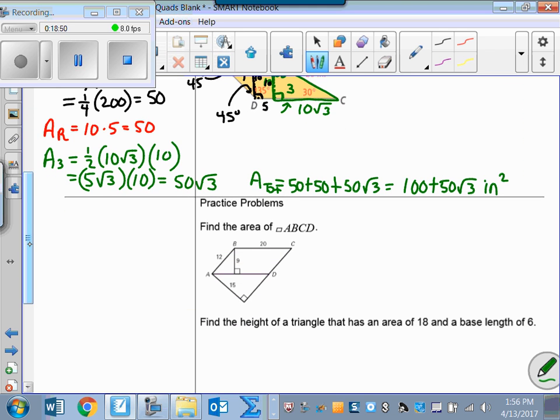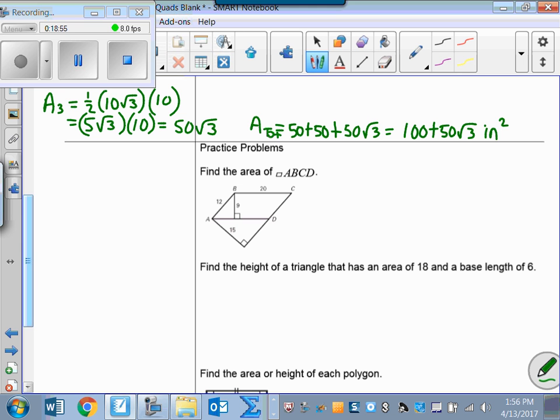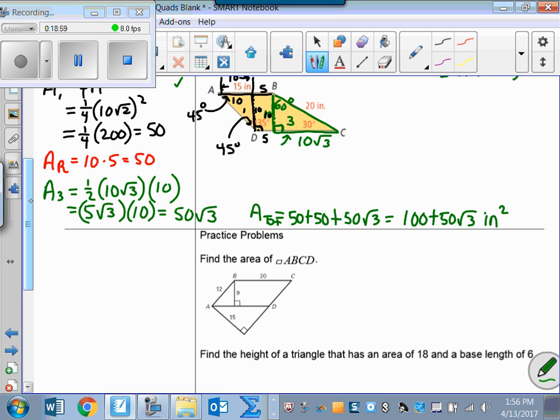Okay, now I've got a bunch of practice problems for you. As I said, these are really, really straightforward, much easier than this one that I just did right here. So I'm going to stop here. I'm going to let you work these problems. I'll come back, have the answers up for you, and then we'll see you next time when we talk about areas of similar figures.